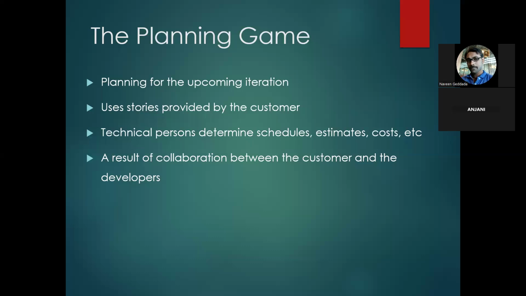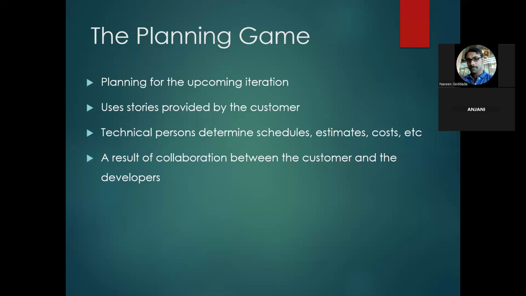Those user stories are provided by the customer, in the sense, user stories will be created as placeholders, but in that particular user story, we need to have a proper description. Along with the proper description, the important concept here is the acceptance criteria. Once you have the acceptance criteria and the description written, only then will we take that user story into our next iteration, or the iteration that we planned, or we can say the next sprint. So here the technical persons determine the schedules, estimates, costs.